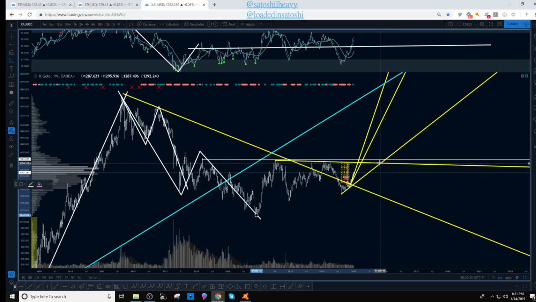I hate playing patterns because patterns are seen by everybody, and patterns suck because everybody can see them, and since everybody can see them, everybody wants to trade them.